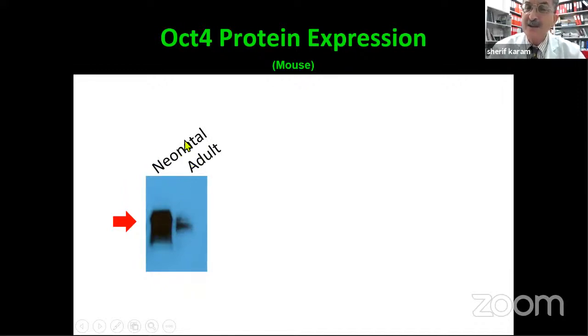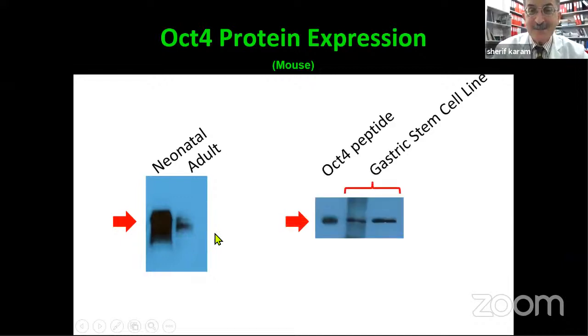We anticipated that in the neonatal mice there would be more stem cells or progenitor cells as compared to the adult mice. This is a developing stomach that has more dividing cells as compared to the adult stomach. Of course, the adult stomach is overwhelmed with all the other cell types. So this was a very positive signal for us.